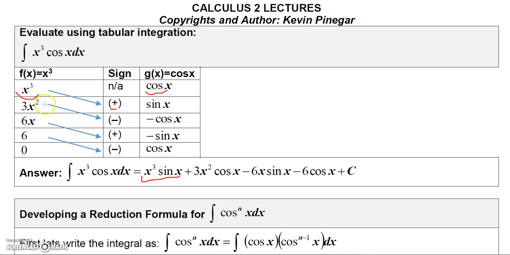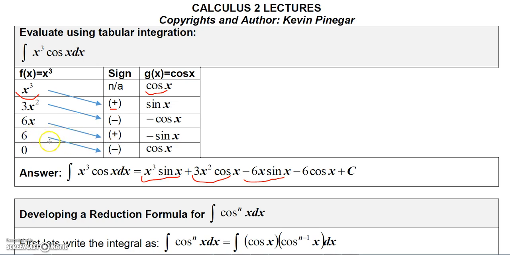Then you're going to take 3x squared times, and remember we alternate signs, so this will be minus, but since this is also minus, you have 3x squared times minus minus, so you get 3x squared times positive cosine x, so you're going to get 3x squared cosine x. And then you're going to take 6x and multiply it by positive times a minus, so that's going to be minus sine x. So minus 6x times sine x.